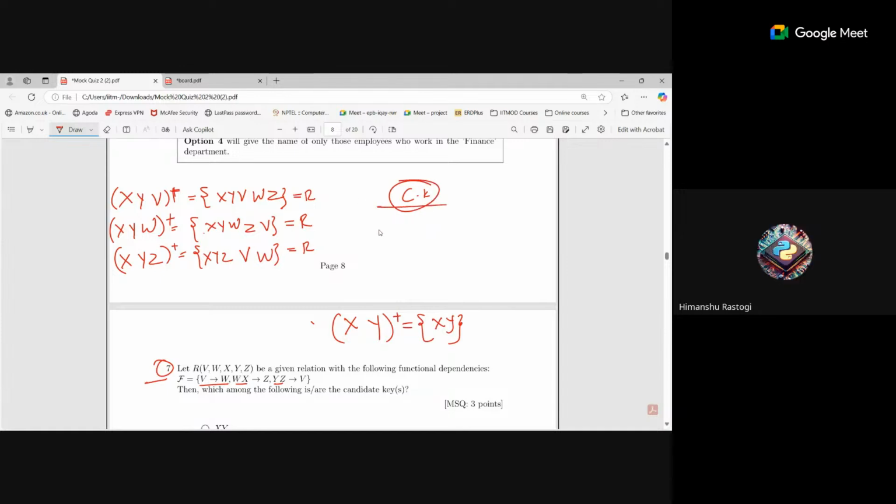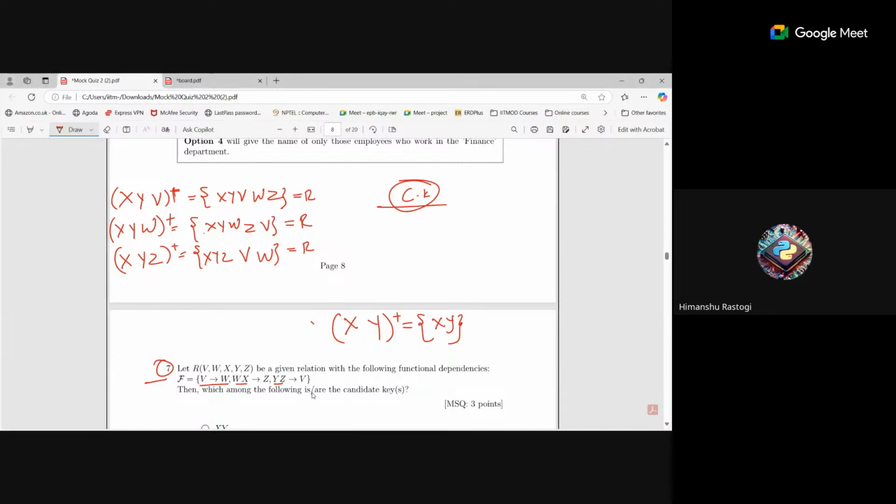Sir, the thing you said about possible candidate keys: if I have a candidate key, another candidate key will not have any intersection with that. Is it like this?